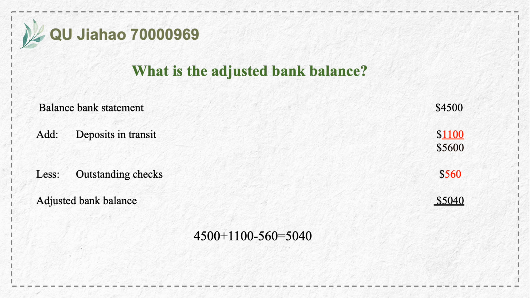And the second one, charges recorded by the business but not by the bank, such as outstanding checks. So the adjusted bank balance is 4,500 and 1,100 minus 516. So the answer is $5,014.